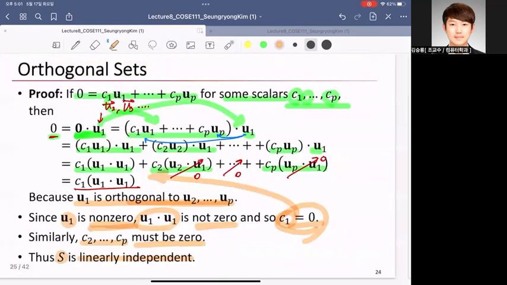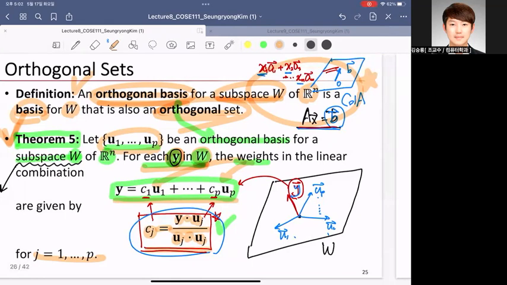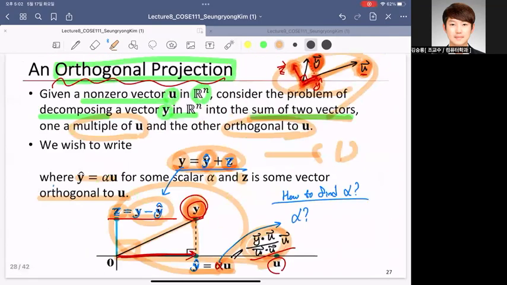We proved this one, and similarly, we defined an orthogonal basis for a subspace W of R^n as a basis for W that is also an orthogonal set. If y is in subspace W, and the set of vectors u is an orthogonal basis, then y can be represented as a linear combination of the vectors u with coefficients ci defined like this. We also proved this one.